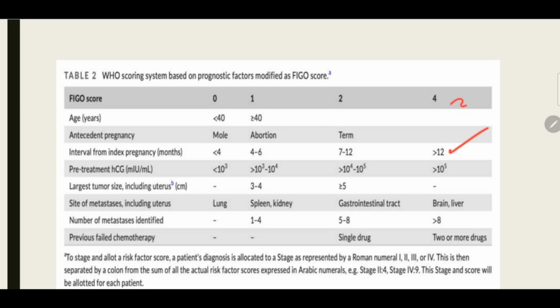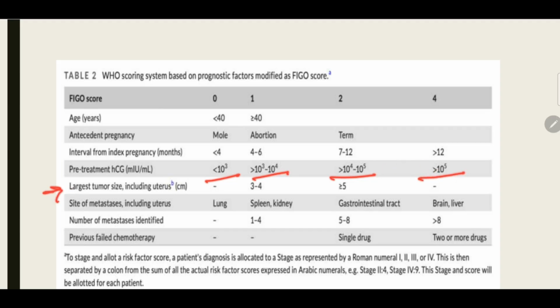If more than 1 year, then score 4 to give. Pre-treatment SCG value. Before you give the treatment, what was the SCG value? Less than 1000, then score 0. 1000 to 10,000, score 1. 10,000 to 1 lakh, score 2. More than 1 lakh, score 4.